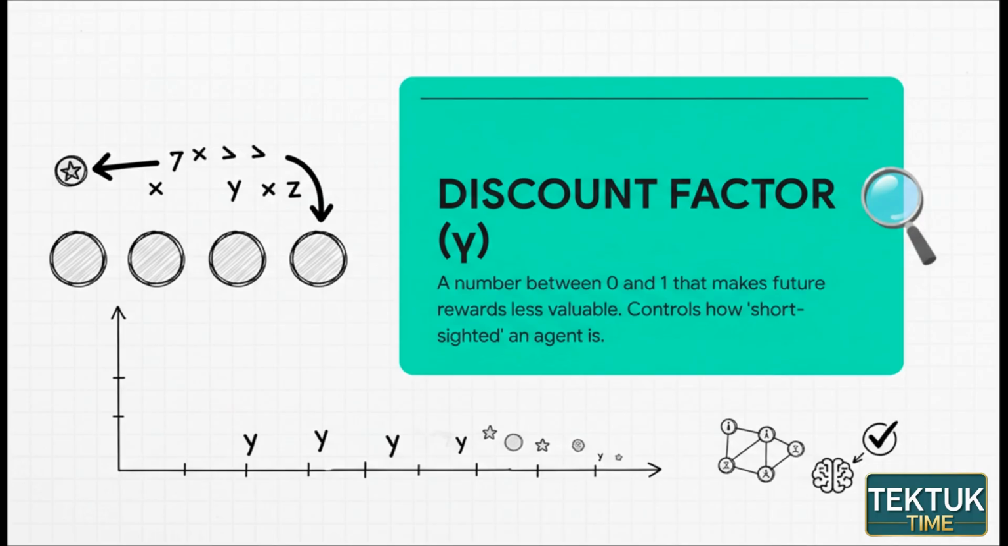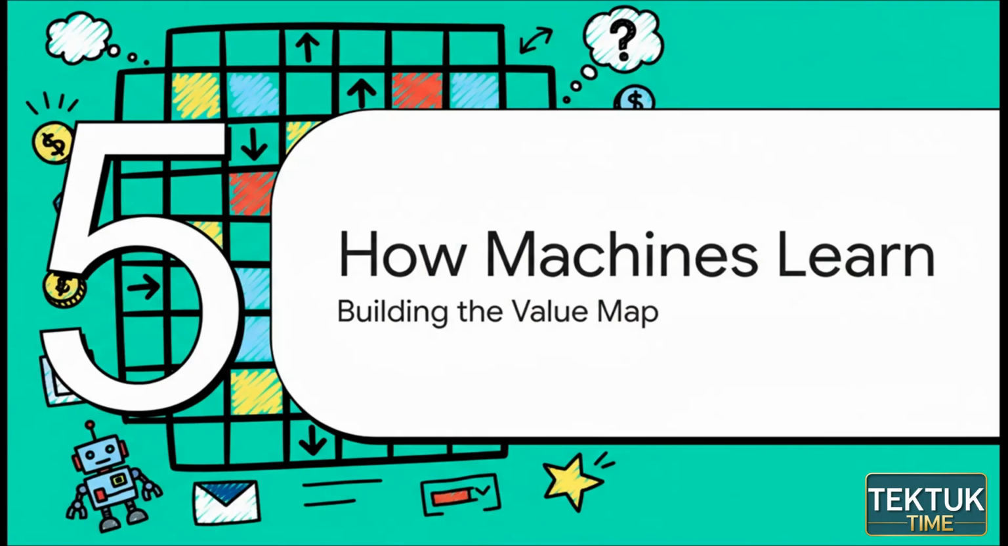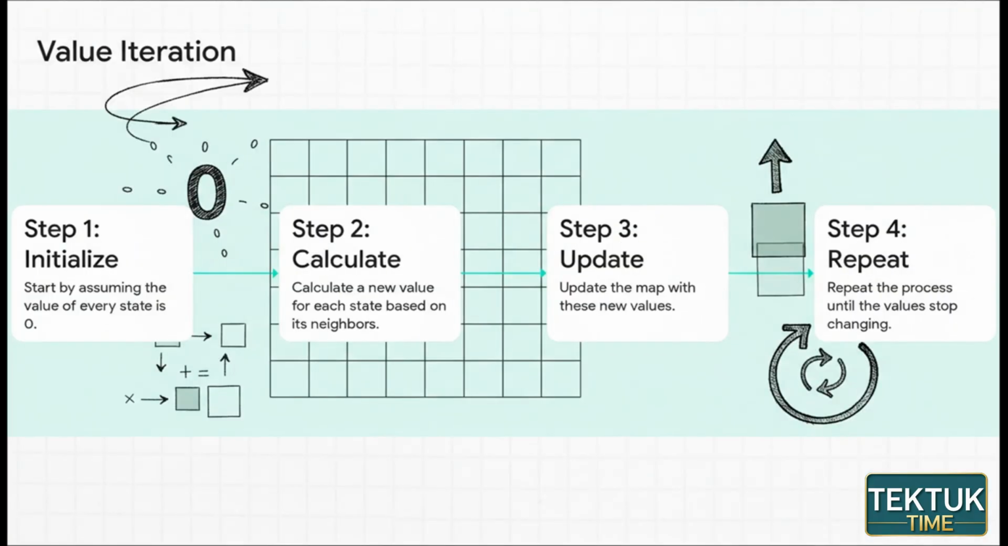Okay, so we know we need this value map to create the best policy, but how does the robot actually build it, from scratch? How does it figure out the true value of every single one of these squares? Well, it uses this really elegant process called value iteration. And here's the aha moment. Instead of trying to solve the whole giant puzzle at once, it just uses these simple local updates over and over again. First, you start with a blank map. Just assume every square has a value of 0. Then, for each square, you calculate a new updated value based only on the values of its neighbors. You update the whole map, and then you just repeat.